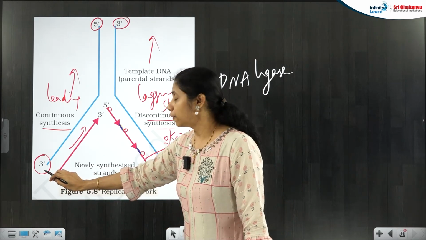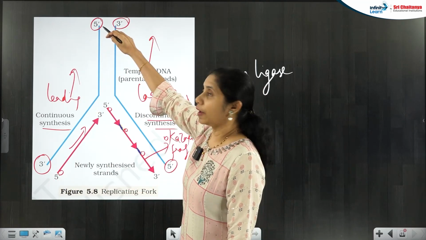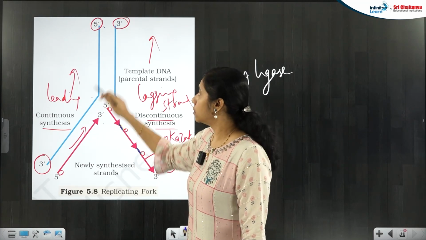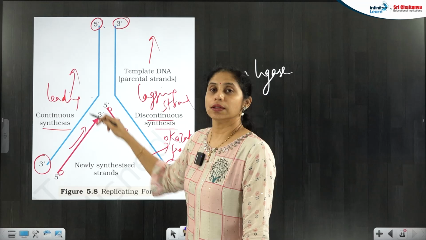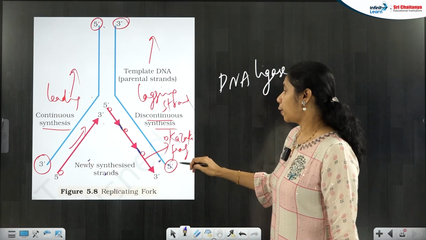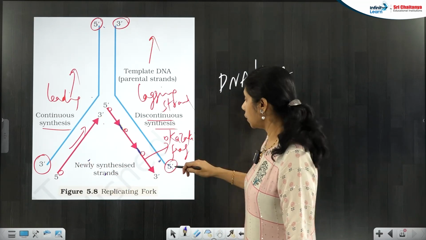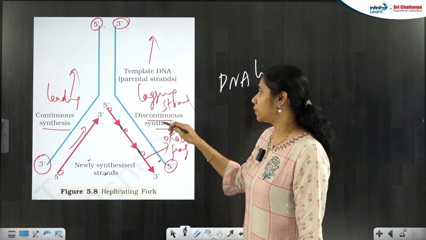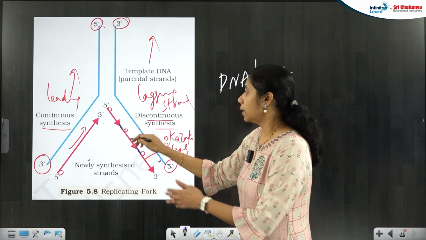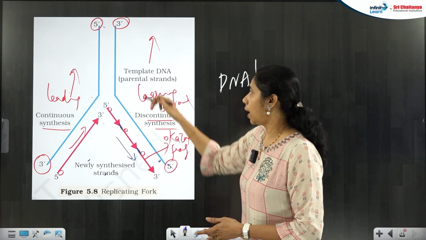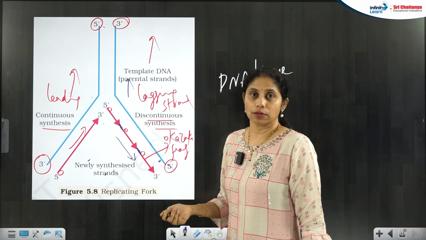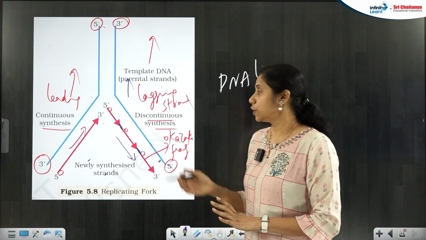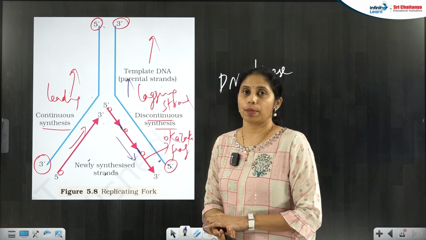Remember, the template of polarity 3' to 5' always synthesizes the continuous strand, which is called the leading strand, because the DNA opening and the replication are in the same direction. On the template of 5' to 3', the newly synthesized DNA strand is always formed in a discontinuous manner because the replication is happening in this direction and the opening is happening in the opposite direction. And this discontinuous strand is called the lagging strand, which is formed by the joining of Okazaki fragments.